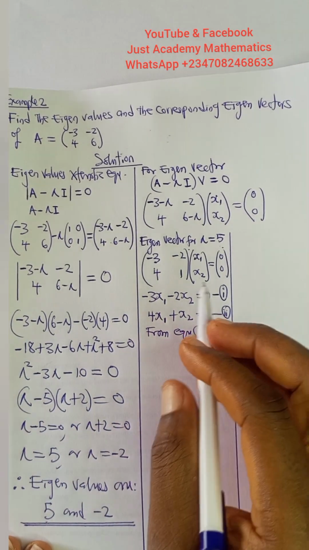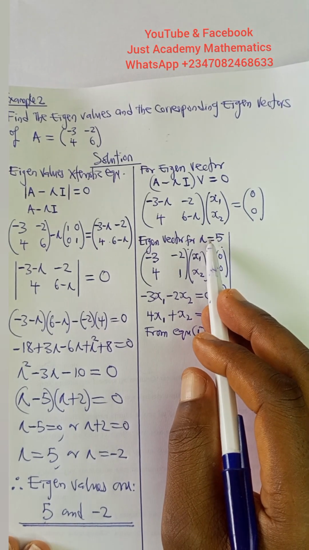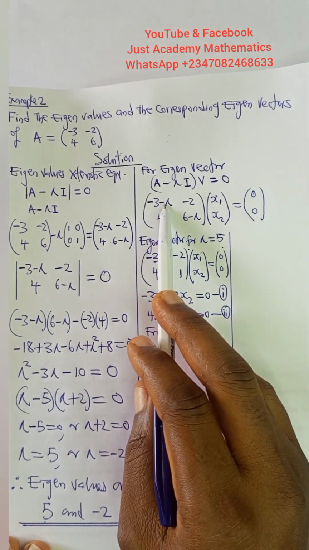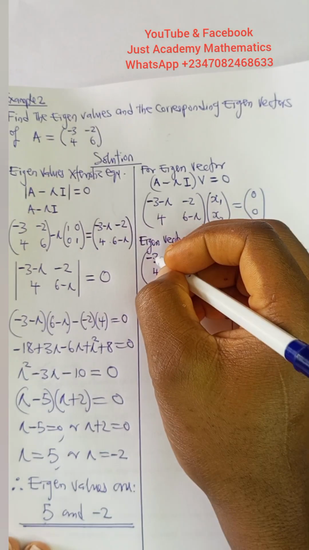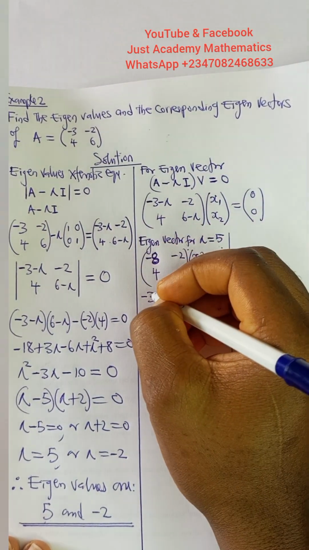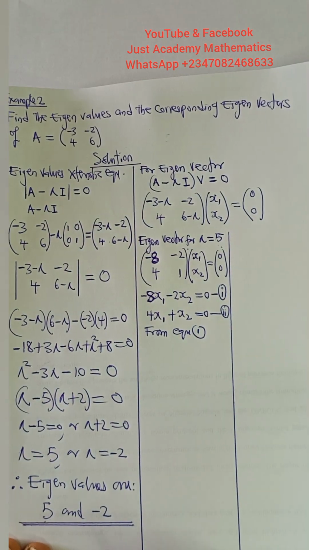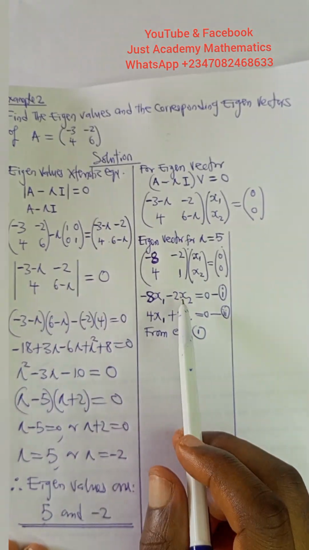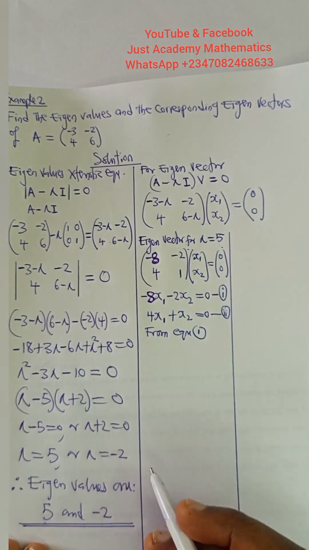Okay, I just noticed a small error now. Remember, when this lambda is 5, 5 minus 3 minus 5 will give us minus 8, not 3. So here is minus 8, here is minus 8, just to clear the air. I think every other thing is in order. When lambda is 5, this will give you 1, so it's okay now.